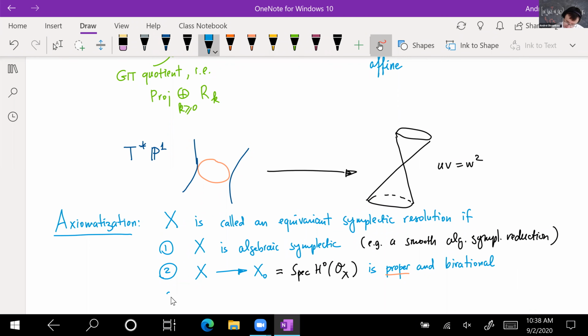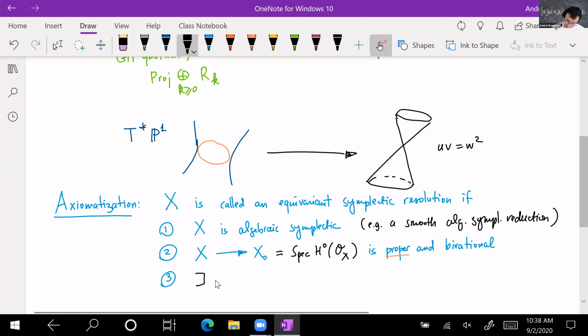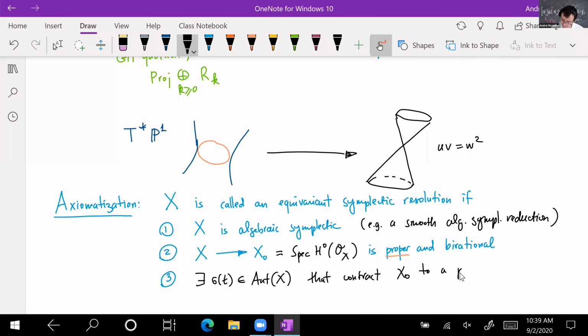And third, X naught does look like a cone, so there exists an automorphism, a one parameter group, maybe called sigma of t, in automorphisms of X. Automorphisms of X will also act on X naught, that contract X naught to a point. So in my T star P1 example, I can contract the cotangent fibers. That would be the action that, by a convention, scales them by h to the minus one, and this would contract the cone to the central point.